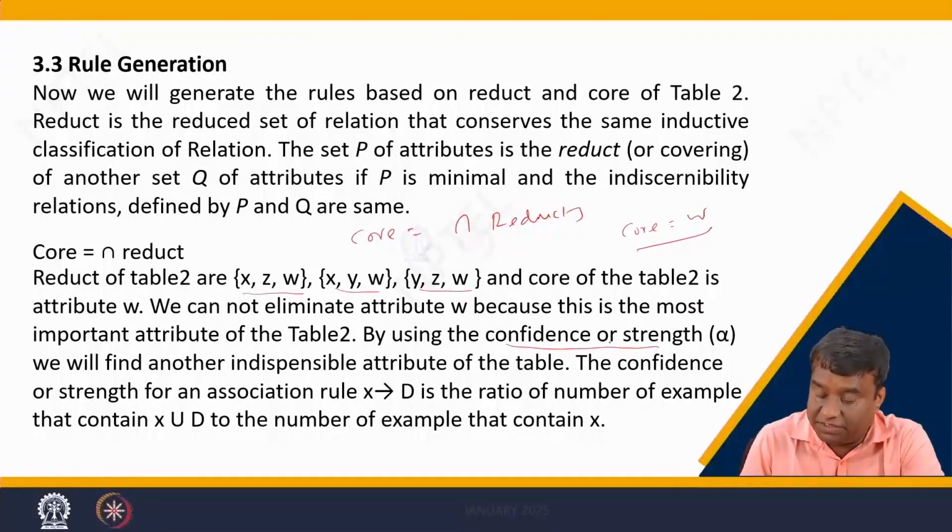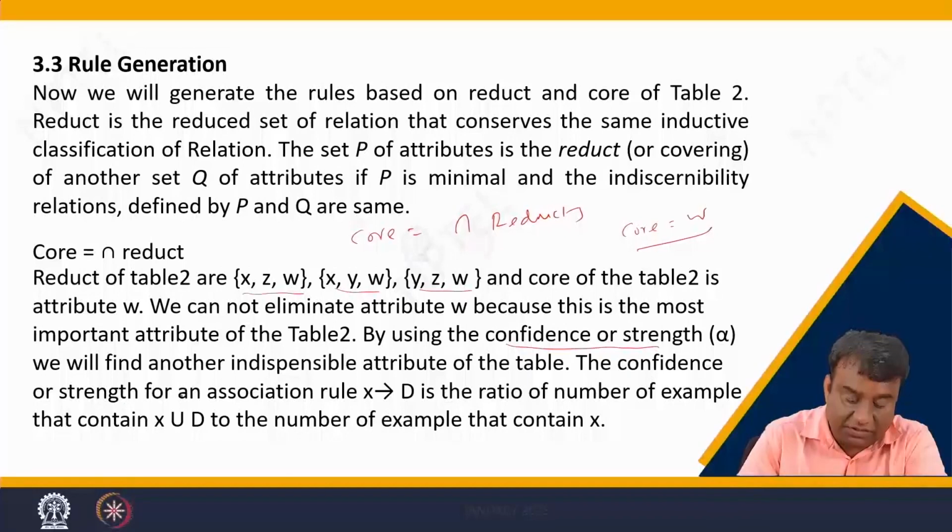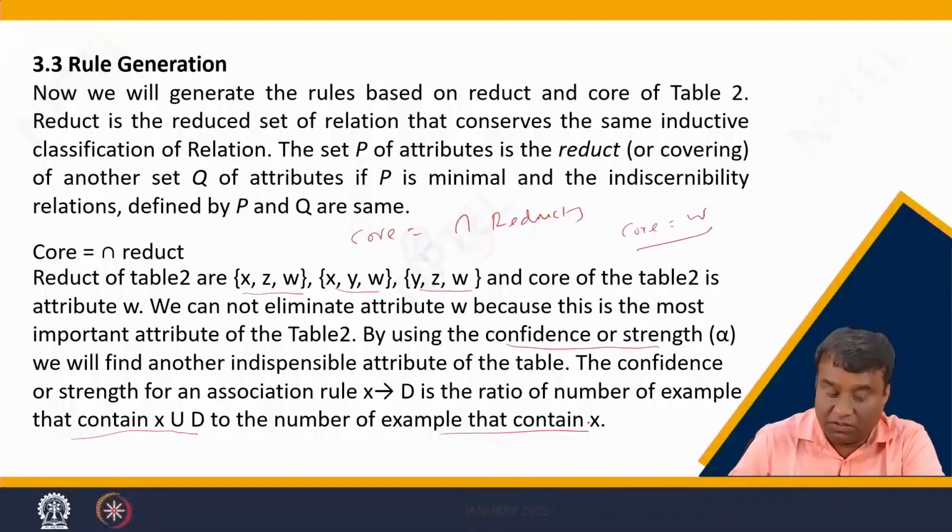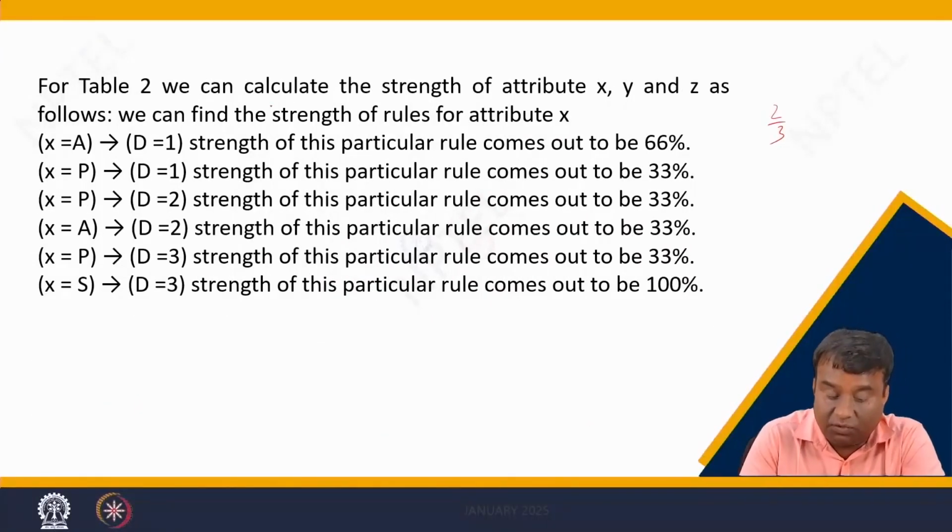By using the confidence or strength alpha, we will find another indispensable attribute of the table. The confidence or strength of an association rule, that is X implies D, is the ratio of the number of examples that contain X union D to the number of examples that contain X. So for table 2, we'll calculate the strength of the attributes X, Y, Z as follows.